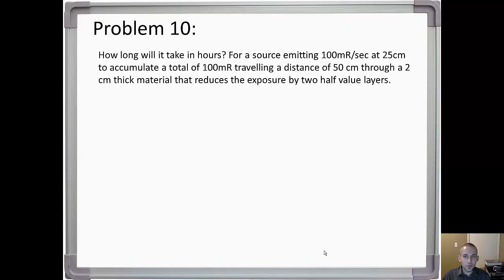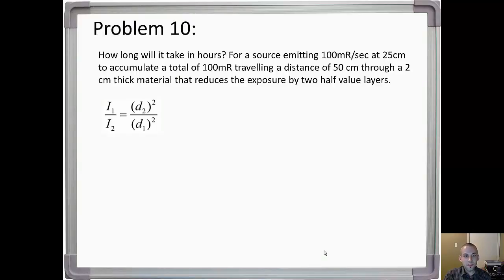Okay, and the final problem, which is also an inverse square problem, but a little bit more going on. So the problem is, how long will it take in hours for a source emitting 100 milliroentgens per second at 25 centimeters to accumulate a total of 100 milliroentgens traveling a distance of 50 centimeters through a 2 centimeter thick material that reduces the exposure by 2 half valulars. Notice that we don't care about the thickness of the material because I said that it reduces it by 2 half valulars. So let's work through the problem.